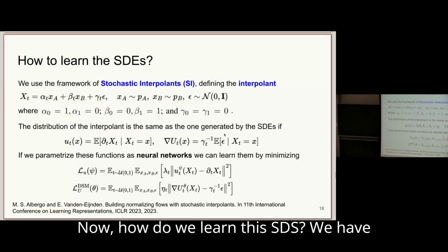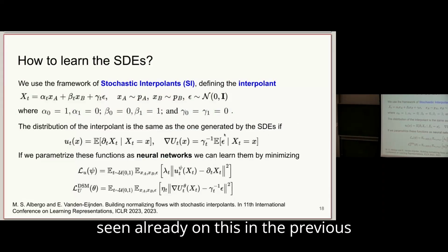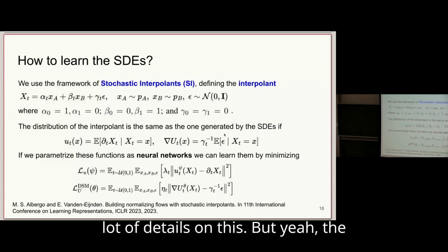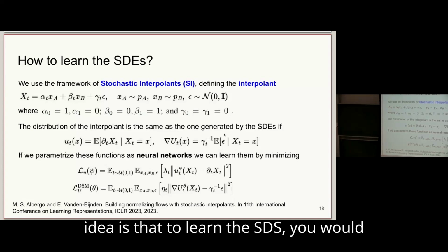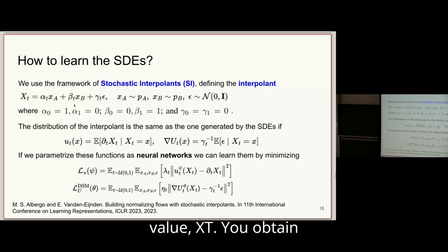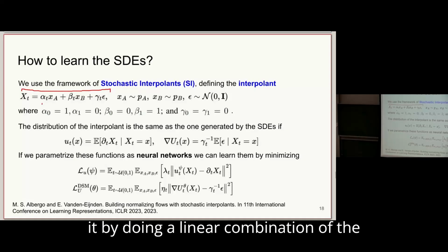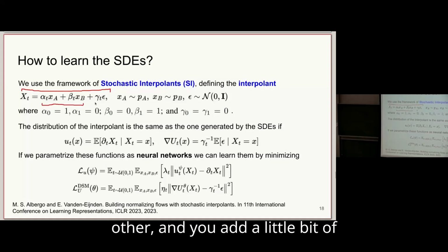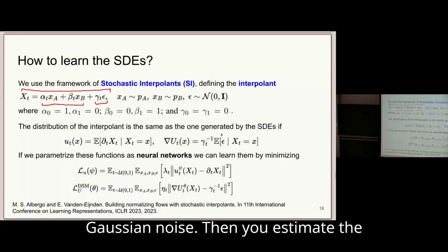Now, how do we learn these SDEs? We have seen already all this in the previous talk, so I don't need to give a lot of details on this. But the idea is that to learn the SDEs, you will use this framework of the stochastic interpolants. You get this interpolant value, xt. You obtain it by doing a linear combination of the samples from one distribution and the other, and you add a little bit of Gaussian noise.